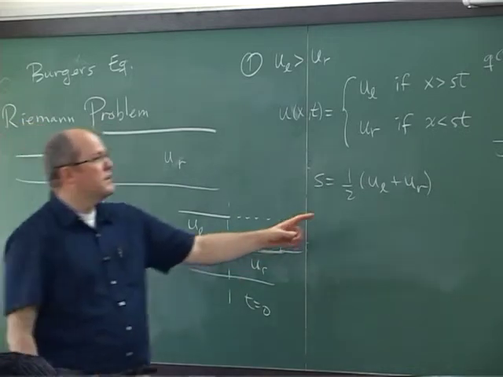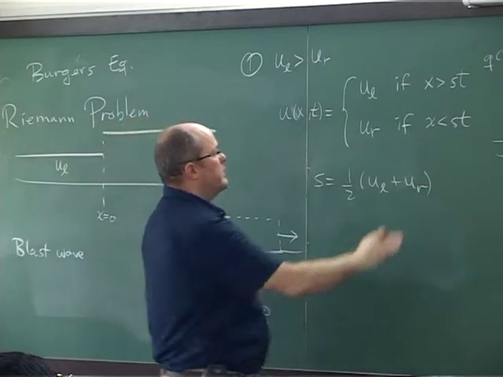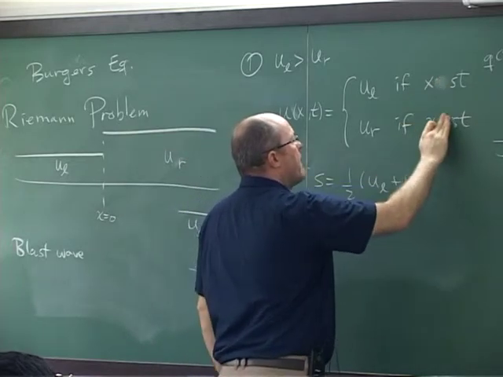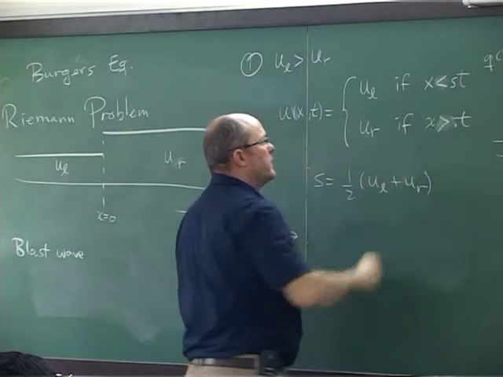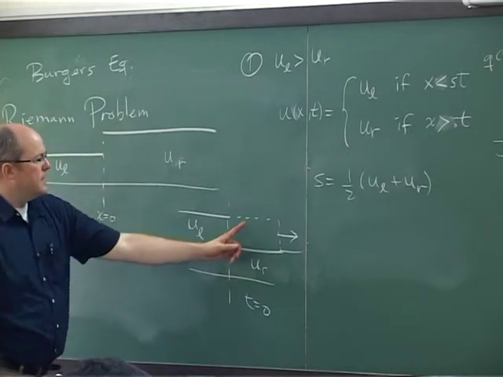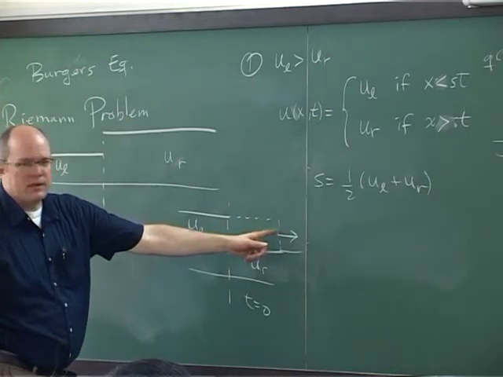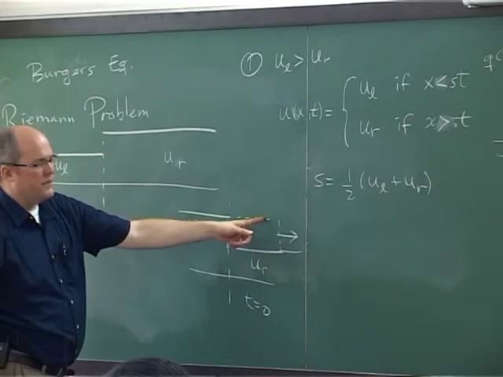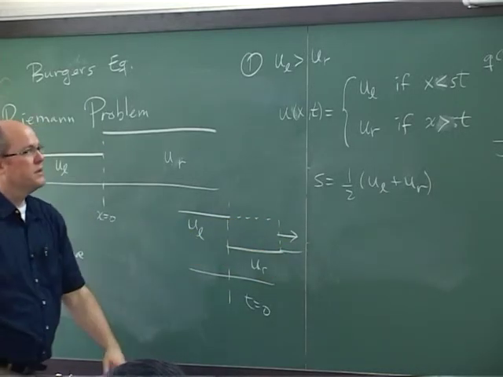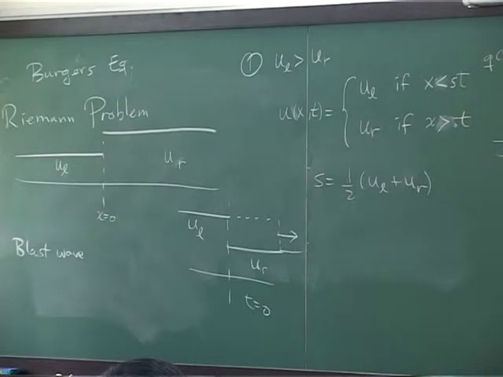So that if s is, oh, I did these backwards, didn't I? I thought they looked wrong. If x is less than s times t, so the position of the shock is s times t. If I'm less than that, I get U left. If I'm greater than that, I get U right. Okay? So that's one solution to the Riemann problem for Burgers' equation.